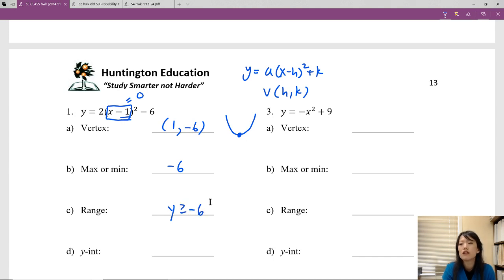negative 6. Your y-intercept. How do you find something's y-intercept? You set x values equal to 0, and then you solve for y. So when you set x equal to 0, you can see it's 2 times 0 minus 1 whole thing squared minus 6. So that's 1 times 2, so it's negative 4. Your y-intercept means you intersect the y-axis at negative 4.